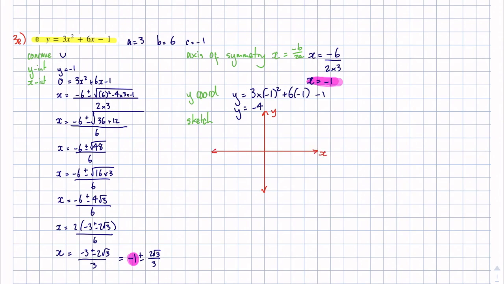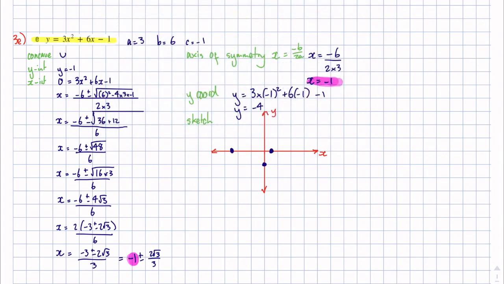Okay, x. Let's put on our y-intercept, negative 1. So I know it's going through there. X, negative 1 plus minus 2 root 3 on 3. Well, I'm going to say that that's like there and there. I don't have a calculator, so I can't actually tell you what that's approximately.